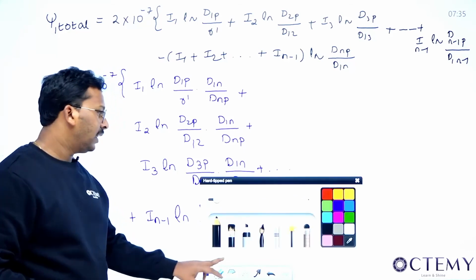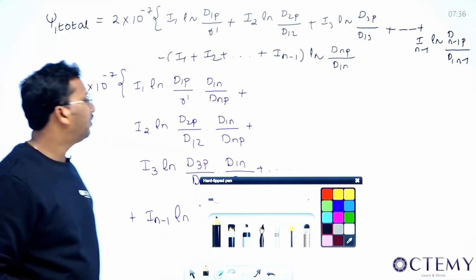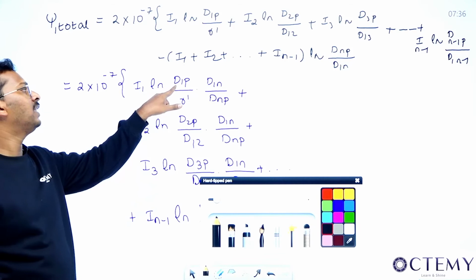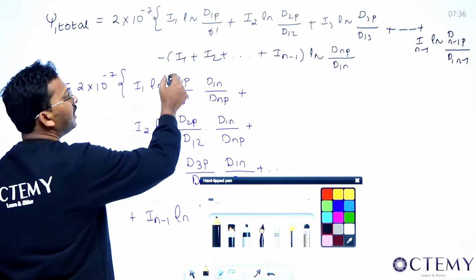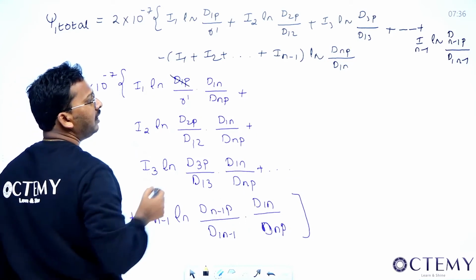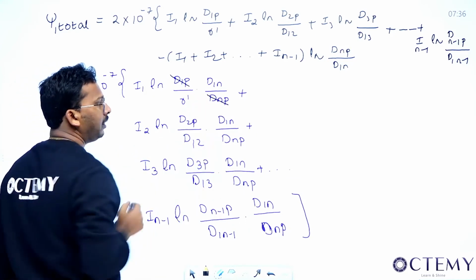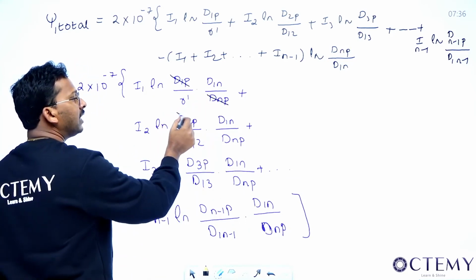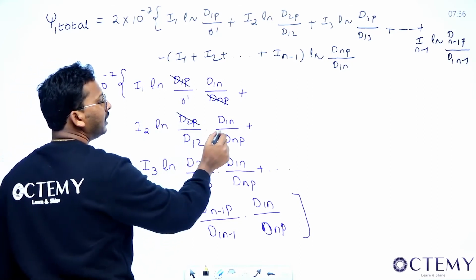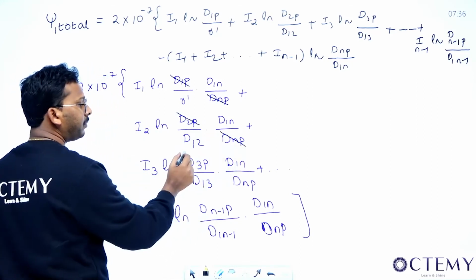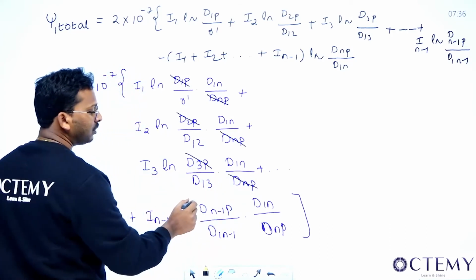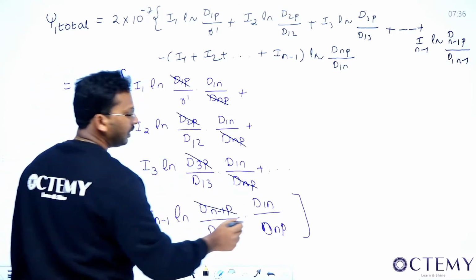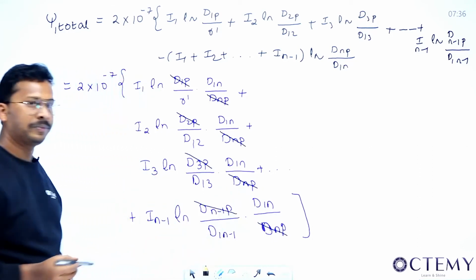Now let us look at the assumption which we have taken. The assumption is very clear, sir. The distance between the first conductor and P is almost the same as the distance between the nth conductor and point P. Similarly, distance between second conductor and point P is same as nth conductor and point P. Third conductor and point P is same as nth conductor and point P, and then so on. The (n minus 1) conductor and nth conductor distance is same, right?